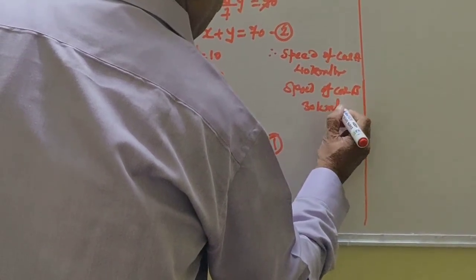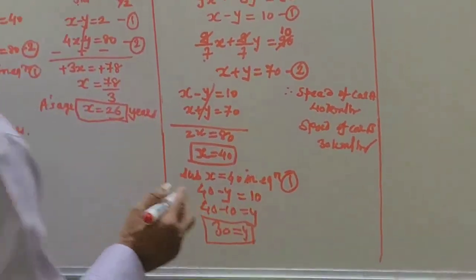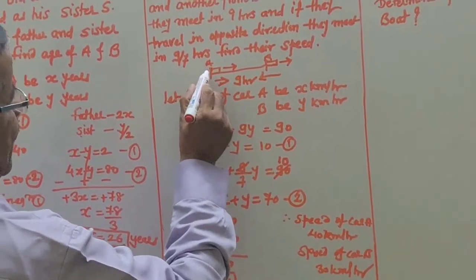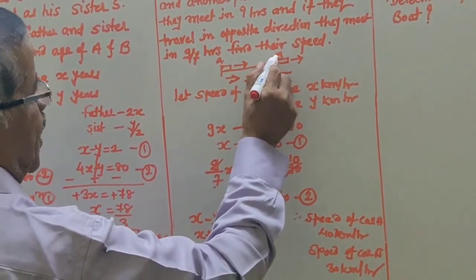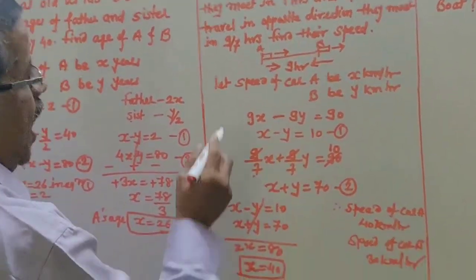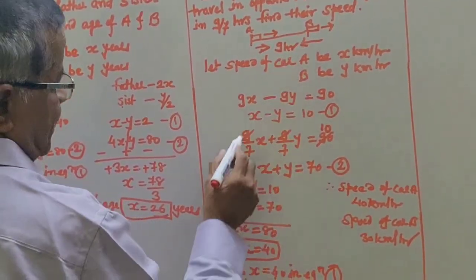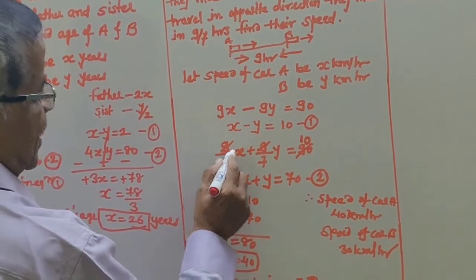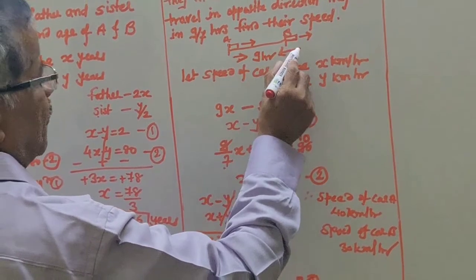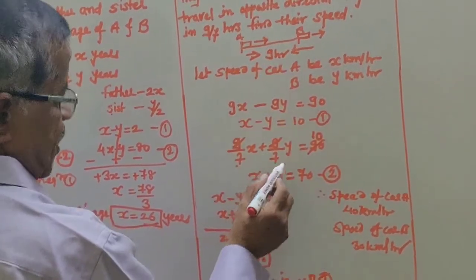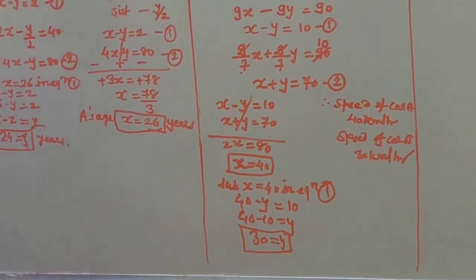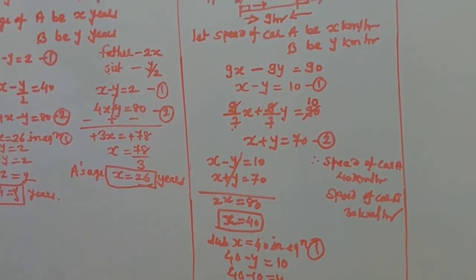This is a very important problem. You understand? If they travel in the same direction, you have to substitute a minus sign here because car A travels 90 kilometers more than car B. After that they meet at another point. Okay, if they travel in the opposite direction, means in 9 by 7 hours they are meeting. So I will substitute a plus sign here because both the cars have to cover the 90 kilometers. By simplifying these equations, I will get the second equation, and by elimination method I solve this one for the speed of the car A and the speed of the car B.